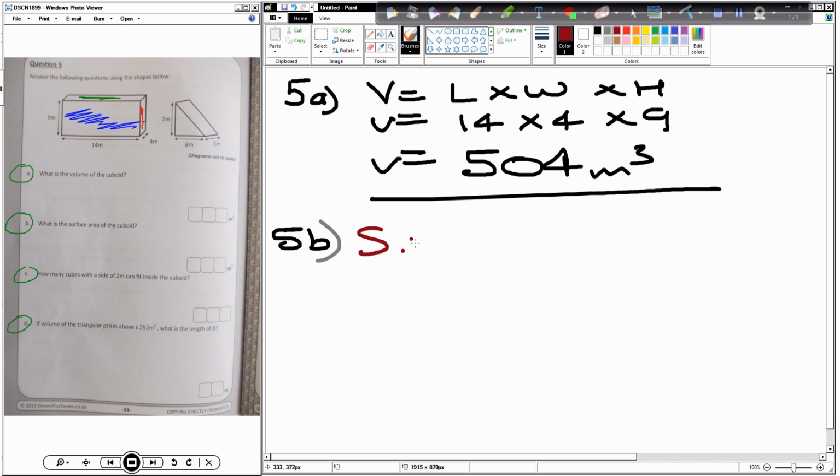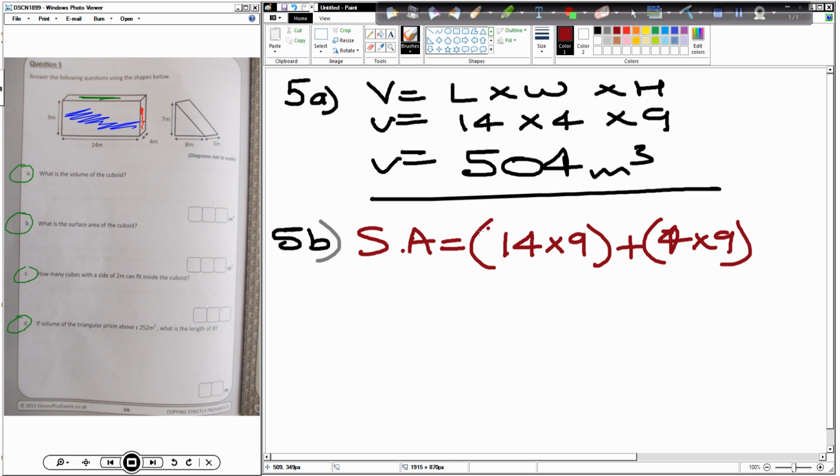So surface area is equal to the area of the three parts. So let's do the blue part first. We have 14 times by 9 is the blue part. And then we're going to add to that 4 times by 9, which is that red part. 4 times by 9. And then we're going to work out the area of the top green part, which is 14 times by 4.